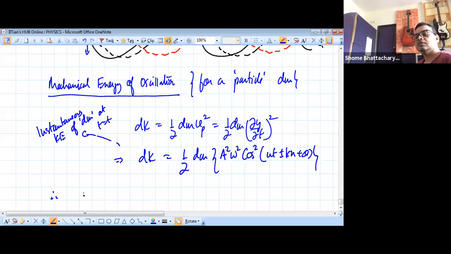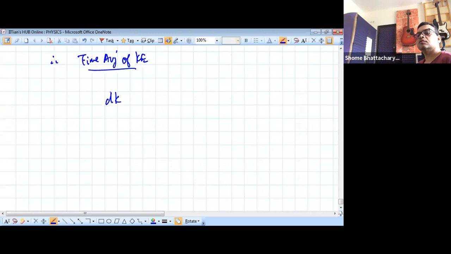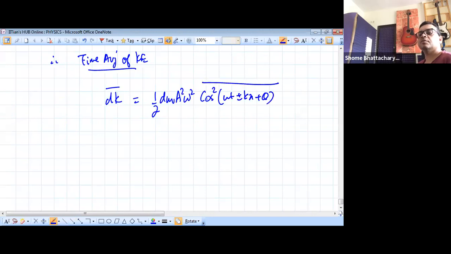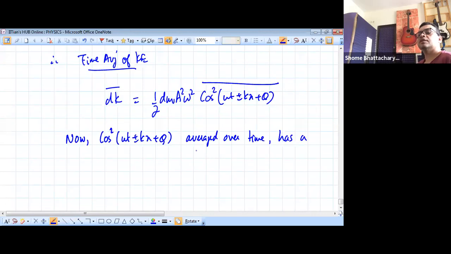So the average kinetic energy, the time average of kinetic energy, that we can write as this thing, because this is the only thing that is varying with time. So this is the average of the cos² function. Okay, now we'll do a separate derivation and I'll show you that cos²(ωt ± kx + φ) averaged over time has a value of half.